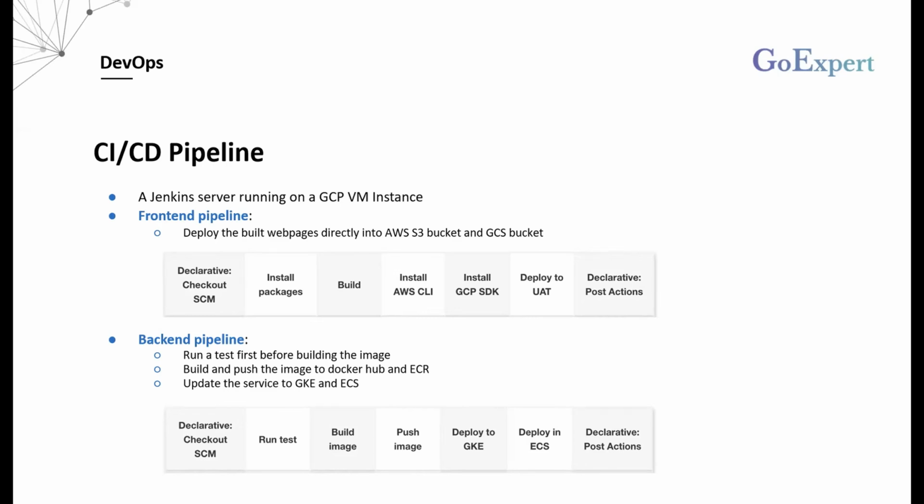The backend pipeline will run a test first, which is written by developers. If it succeeds, it will continue to build and push an image to Docker Hub and AWS ECR respectively. Then it deploys the image from Docker Hub to the main GKE server and updates the service in the backup ECS cluster with the latest ECR image.